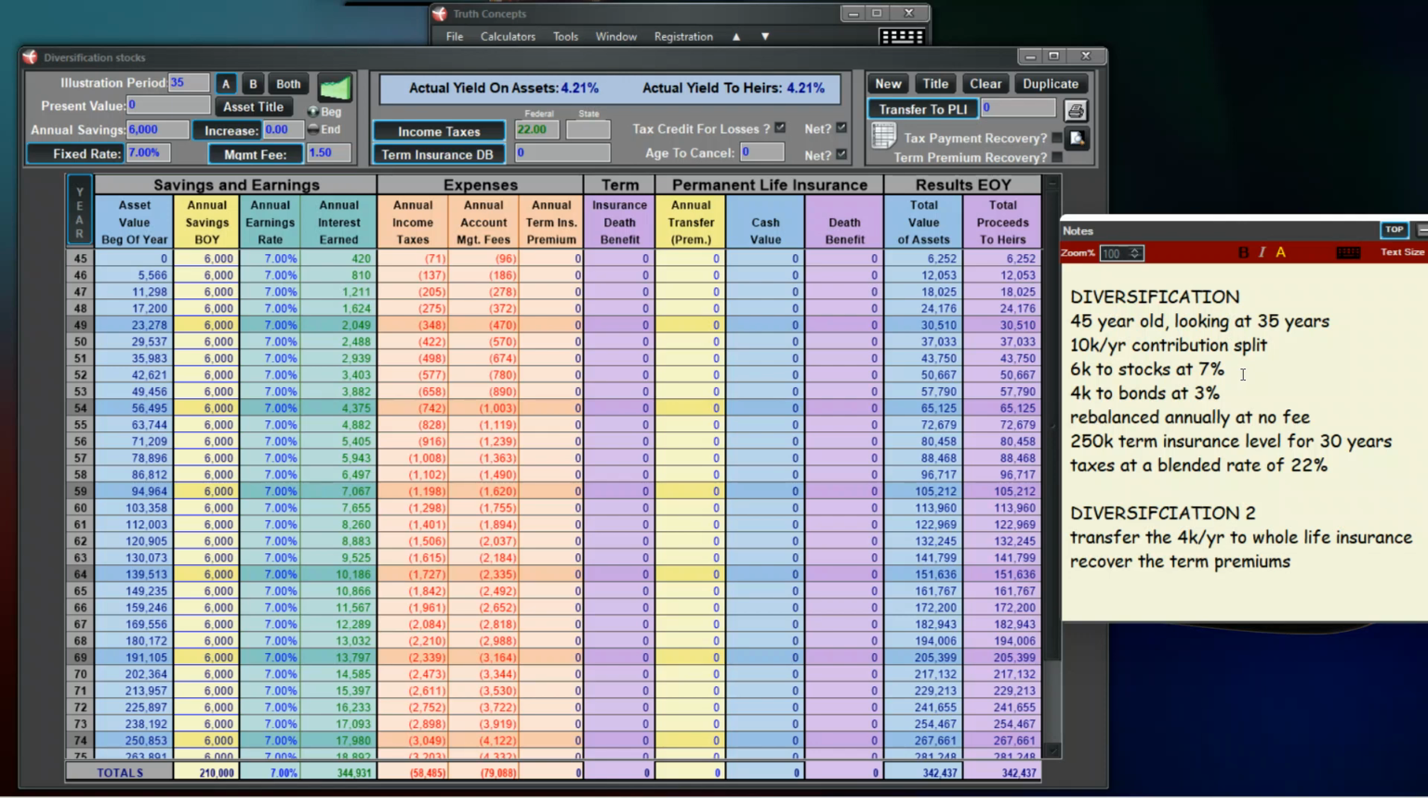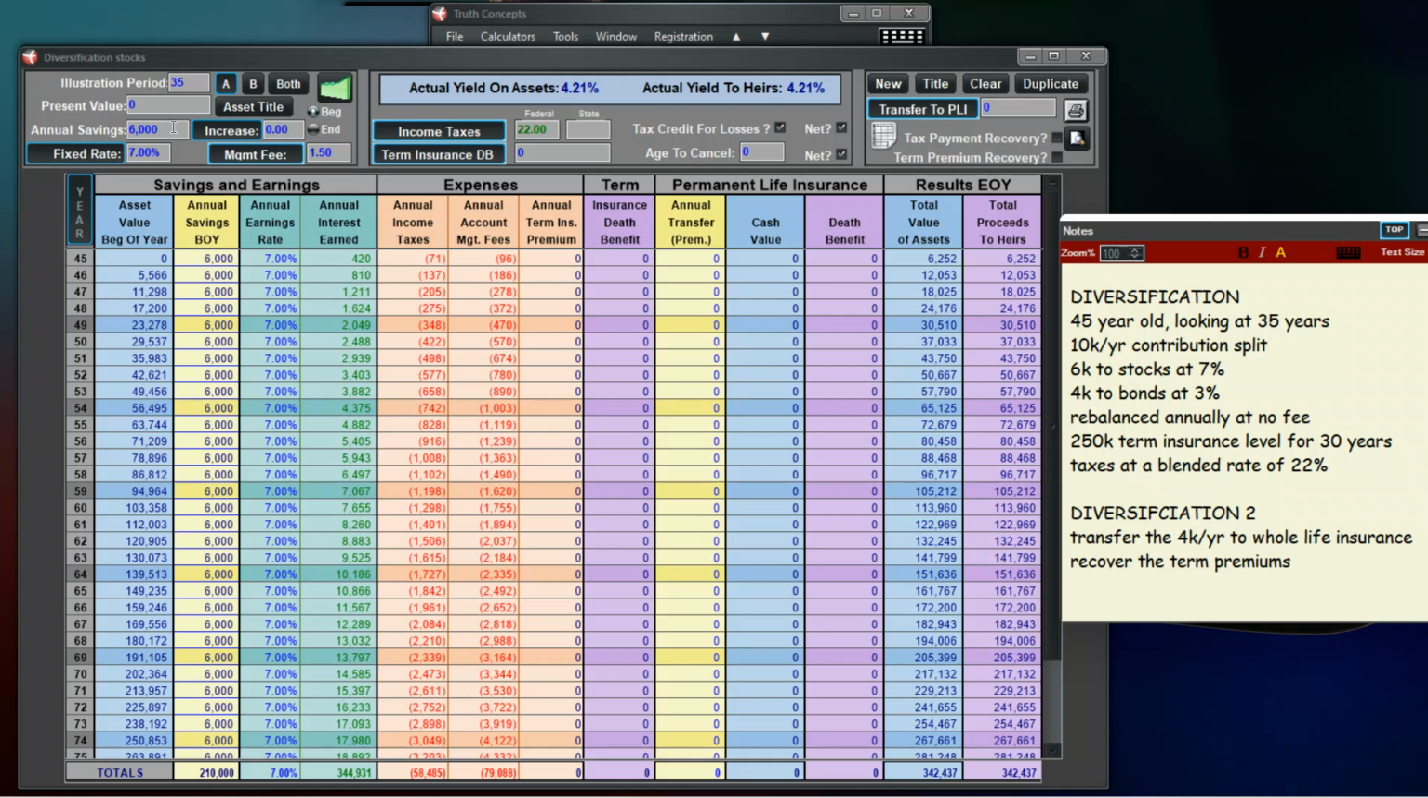I'm going to do this first look at just a 7% flat rate. We'll come back and look at an S&P 500 account in a minute. And then $4,000 of the 10 to bonds at 3%. And you'll see some other details here in a minute, but these are being rebalanced annually. We also have $250,000 of term insurance. That's a 30-year level. And I used a blended rate for all of the taxes at 22%. So this is what we're looking at right here, is diversification. So that you can see those facts again.